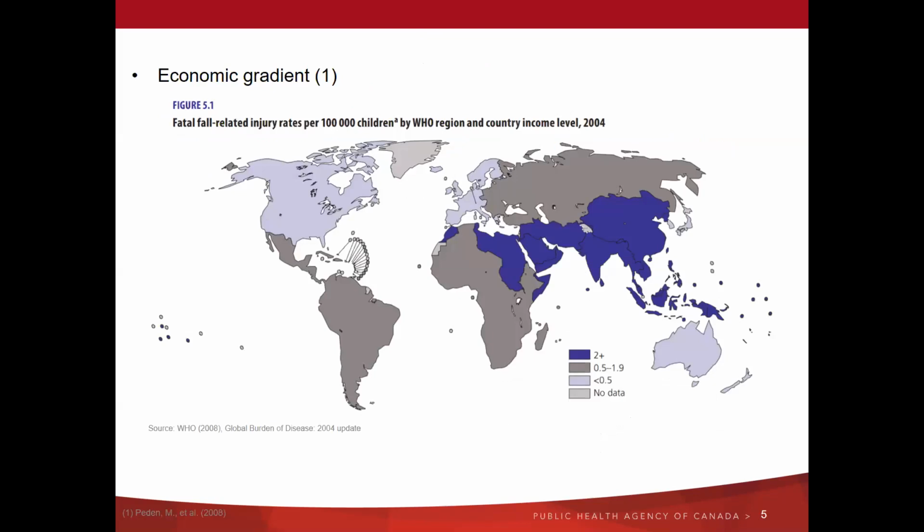The burden of fall injuries is unequally distributed at both the international and national levels. High-income countries have lower incidence of fall-related injuries and death. Children of low socioeconomic households are at greater risk of fall-related injuries.